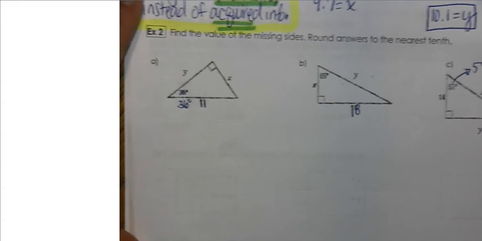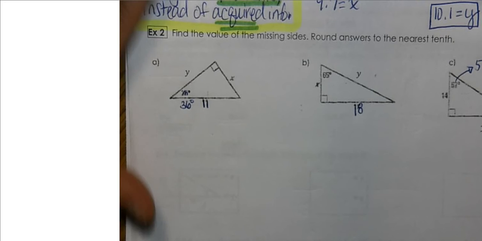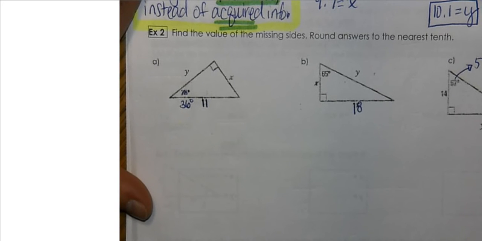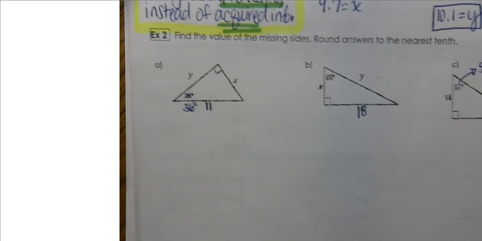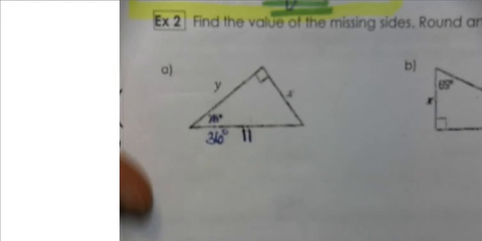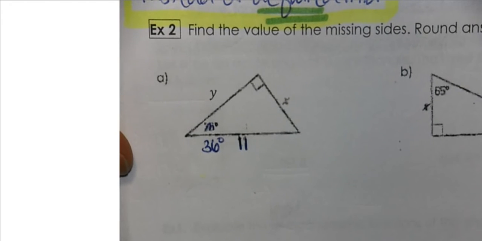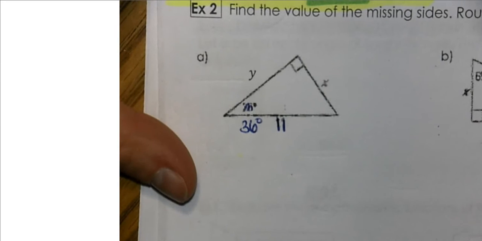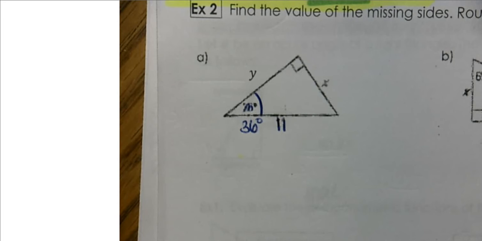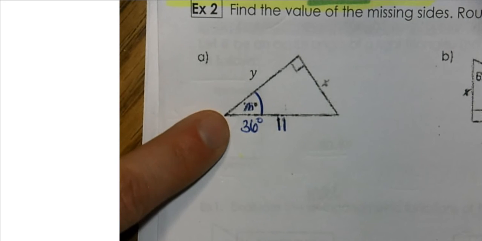If you are interested, you are welcome to pause the video and try example 2 on your own, or you can hang out with me and we can do these problems together. Looking at letter A, it's the same exact directions as before. We want to find the value of the missing sides and round our answer to the nearest tenth, always keeping in mind SOHCAHTOA. I strongly recommend that you always label given information with respect to the angle that's given to you.